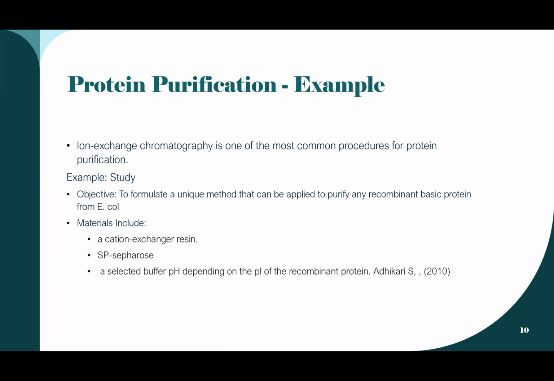But because my research is private and it's not published yet, I had to pull an example from a paper where ion exchange chromatography is being utilized. It's one of the most common procedures for protein purification. The example study that I pulled had the objective of formulating a unique method that can be applied to purify any recombinant basic protein from E. coli. The materials included a cation exchange resin, an SP Sepharose, and a selected buffer depending on the pI of the recombinant protein.